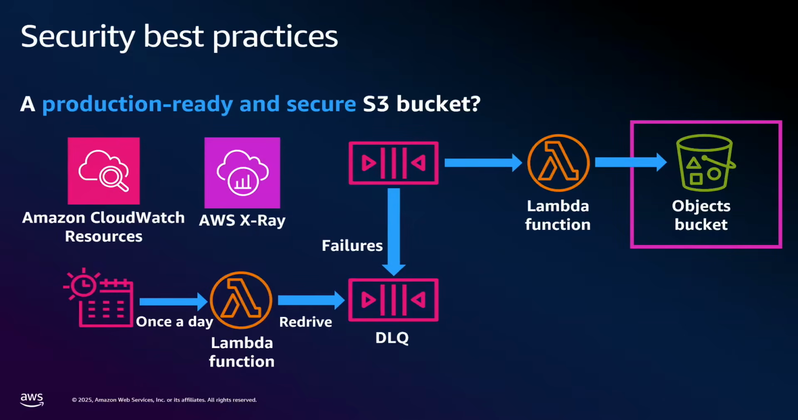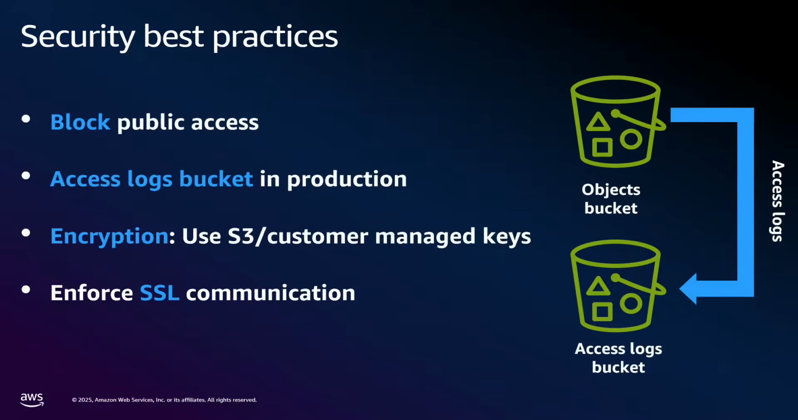So remember where we left off? Now, our bucket, is that secure? Do we use security best practices? Not really. If we look at how we secure our S3 buckets properly, we need to always block public access. This is the first line of defense. And in production environments, we should enable access logging to separate buckets. This gives us that audit trail. And for encryption, we should use either S3 managed keys or customer managed keys. And finally, enforce SSL communication for all bucket interaction.